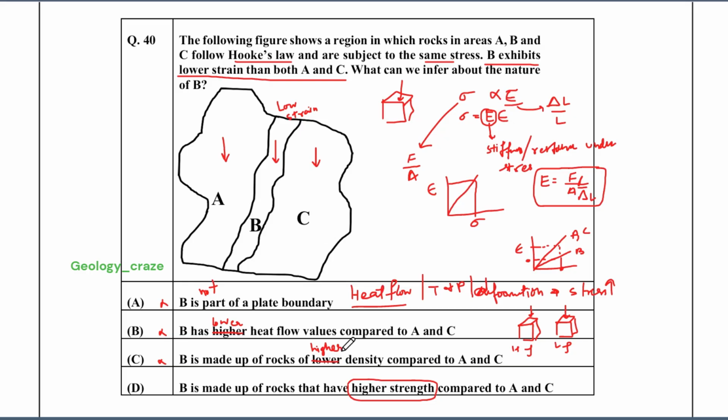And B is not a part of a plate boundary, because at plate boundaries there are higher temperatures and pressures as compared to within the plates. These are where we are getting new plates, subduction zones, and strike slip also. So in this way we will approach these questions, and this question itself is a very interesting question. So keep learning in this way.